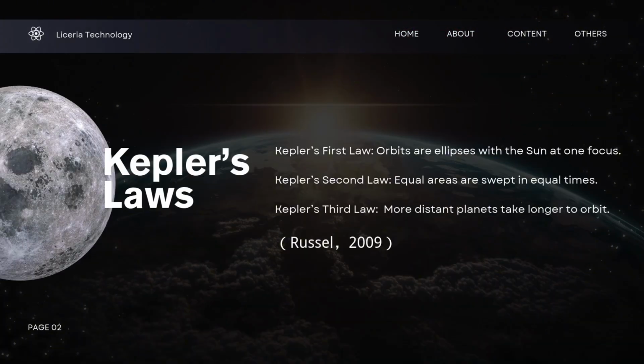Kepler's first law tells us that planets move in elliptical orbits with the Sun at one focus. The second law states that a planet sweeps out equal areas in equal times, so it moves faster when it's closer to the Sun. The third law shows that the square of the planet's orbital period is proportional to the cube of its orbital radius. This means that planets further from the Sun take longer to complete an orbit.